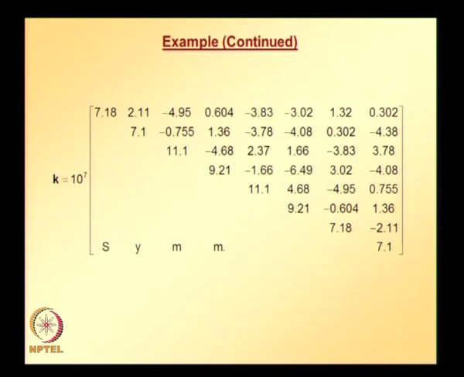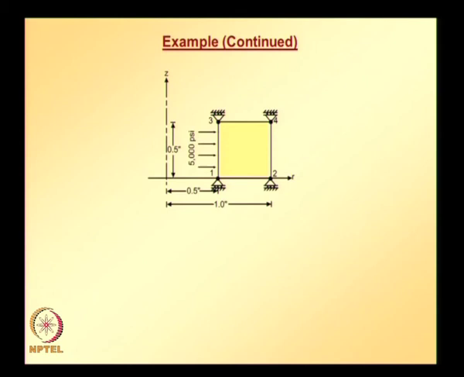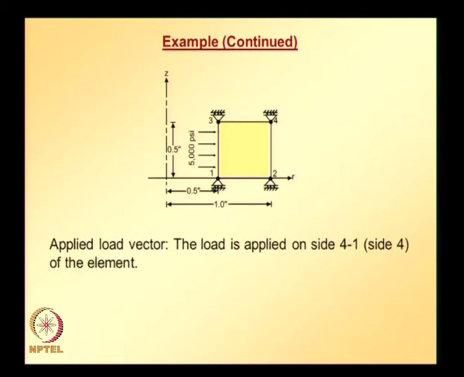Now, our job is to get the equivalent nodal force vector. Before we do that, we need to note that traction is applied along only one side joining global nodes 3 and 1, where global node 3 corresponds to local node 4 and global node 1 corresponds to local node 1. So, the load is applied along side 4 1 here. When it is written as 4 1, that is with respect to the local node numbering, and that corresponds to side 4.